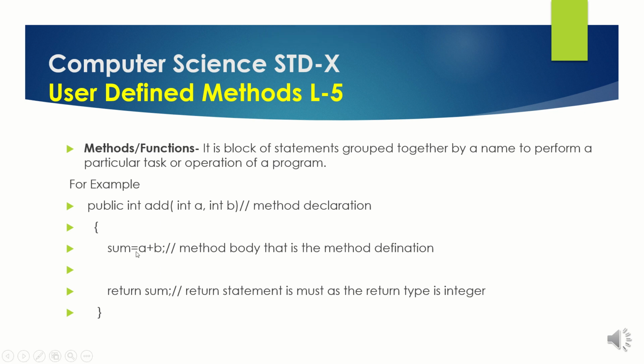Inside the method block, in the curly braces over here, you can see sum equal to a plus b, which means the actual working of the method is defined in the method body. The last statement is the return statement, which says that it returns some value to the caller. As the return type is integer, return sum is mandatory to write. So this is the definition. I have shown you an example of a method block, a small block of code, over here.